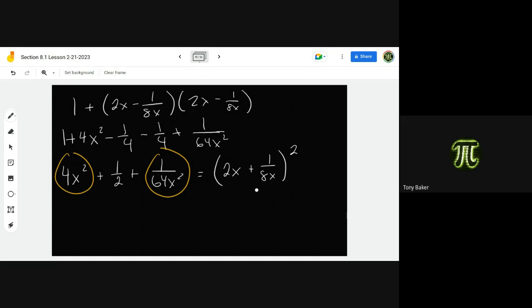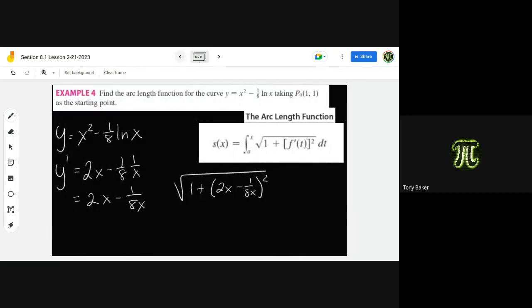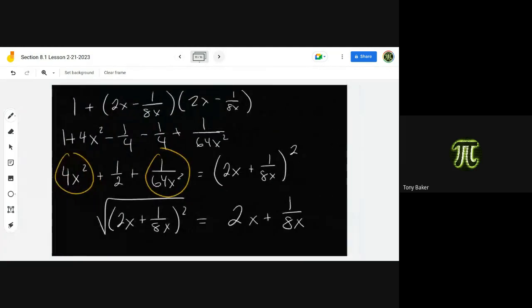So my whole square root is that. So it's the square root of 2x plus 1 over 8x, squared. So that's just 2x plus 1 over 8x. This is where, when we originally looked at the problem, we were like, yeah, that looks messy. But with a little simplification, now I have something that doesn't look so bad.